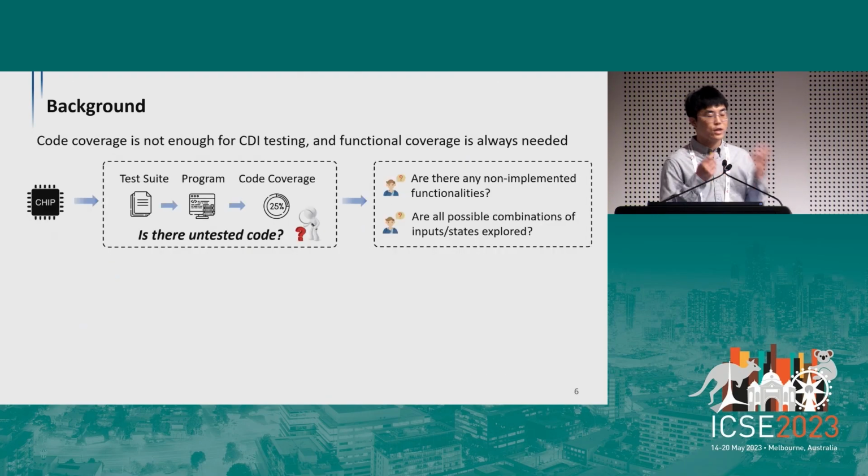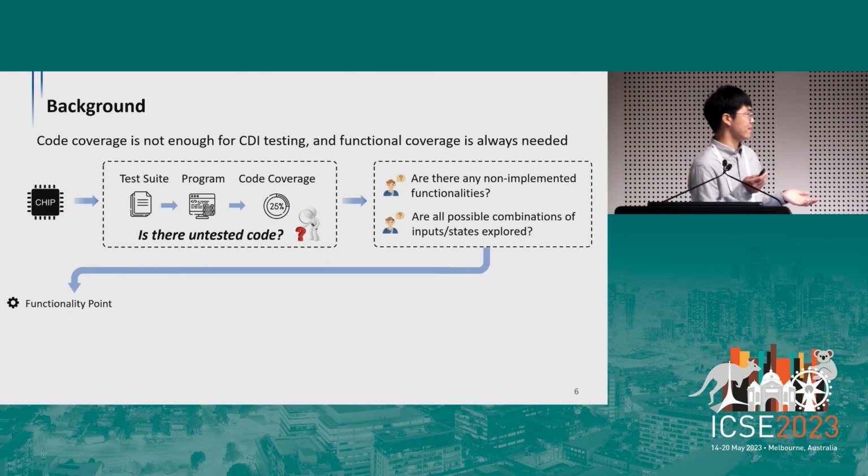Code coverage is often used to measure test adequacy in traditional software, but it's not enough for CDI testing, because with only code coverage, we cannot know whether there are non-implemented functionalities, and we cannot know whether all possible combinations of inputs have been explored by the given test suite.